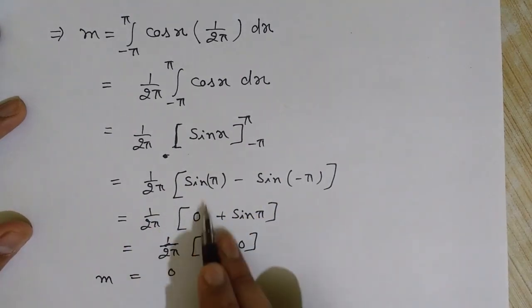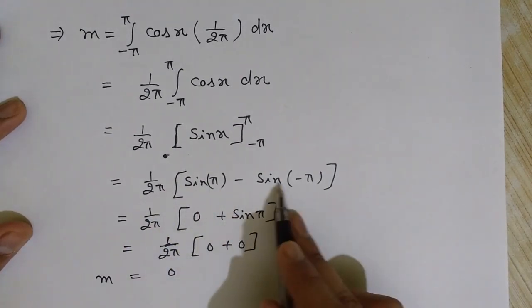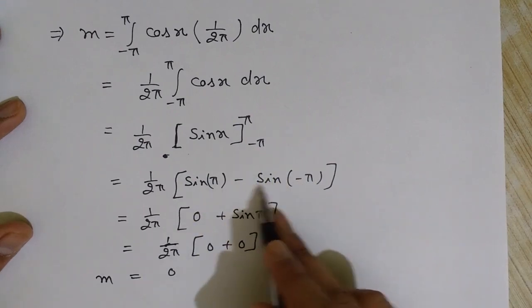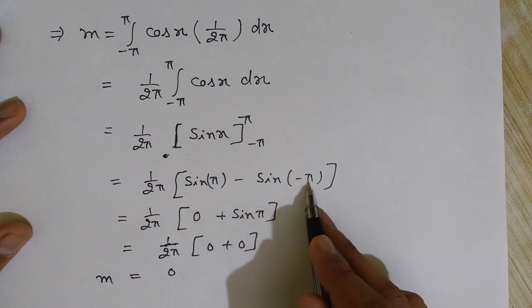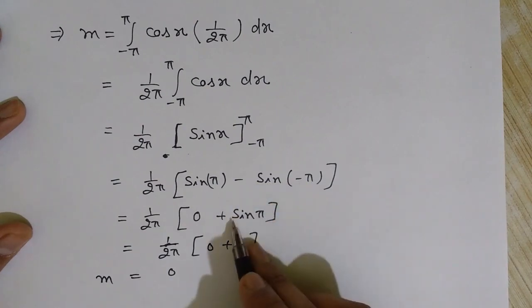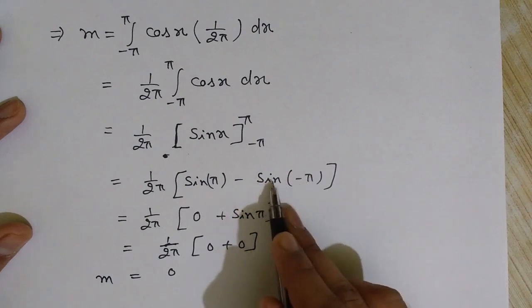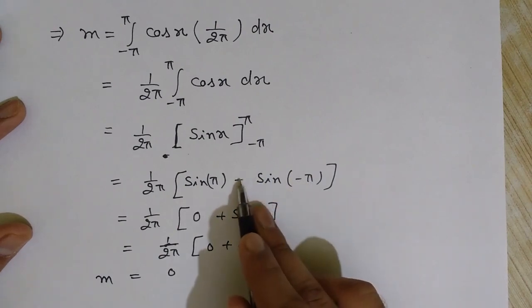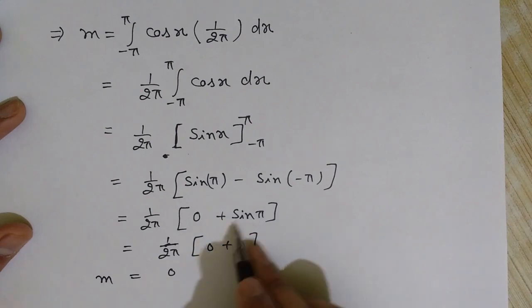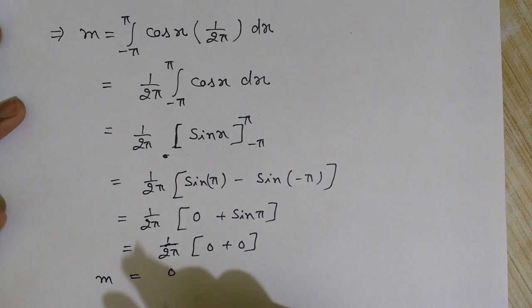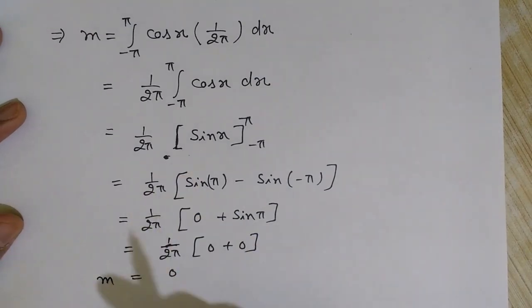1 upon 2 pi, sin of pi is 0. We also know that sin of minus pi is also 0, so it is 0. Another way to solve it: sin of minus x is minus of sin x, so sin of minus pi becomes minus of sin pi. So minus minus becomes plus, and sin pi is again 0. So 1 upon 2 pi into 0 is 0. So the mean value for this random variable is 0.